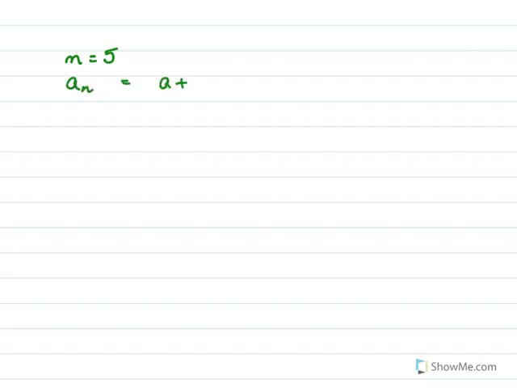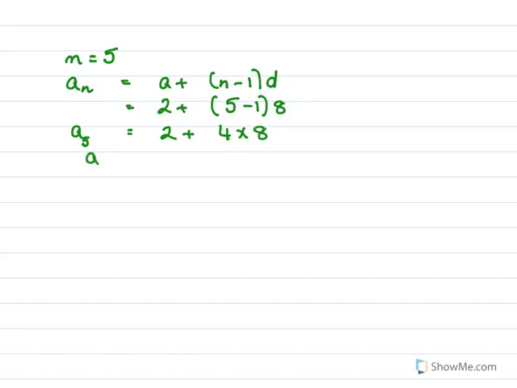So an is a plus n minus 1 d, and we know that our value of a was 2, your n we know is 5 minus 1, your d is 8. So my fifth term will be 2 plus 4 into 8. So the fifth term is 2 plus 32, and that is 34, the fifth term.